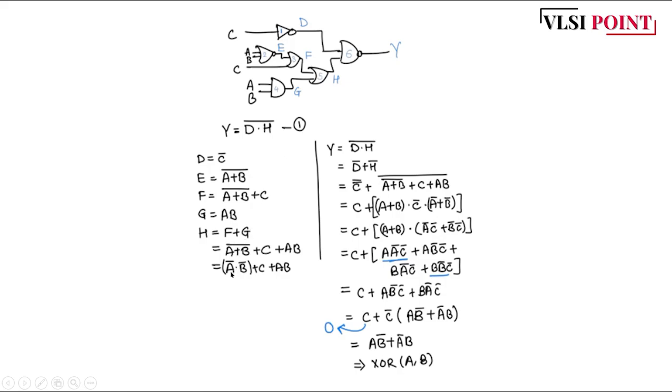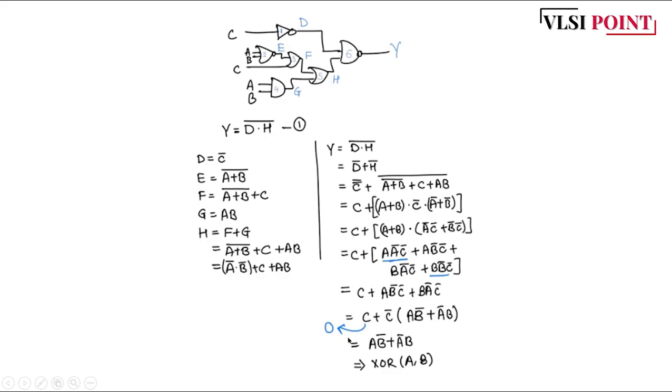Simplifying further, we get A bar B bar plus C plus AB. So we have all these outputs, right? We want D into H bar, okay, D into H bar. D into H bar is nothing but D bar plus H bar whole bar. D bar is nothing but C bar whole bar, because D is C bar. Solving further, you will get A bar C bar plus AB bar C bar plus B A bar C bar plus B bar C bar. So B bar is 0, A bar is 0, so we are cancelling this term. We are left with C plus AB bar C bar plus B A bar C bar.